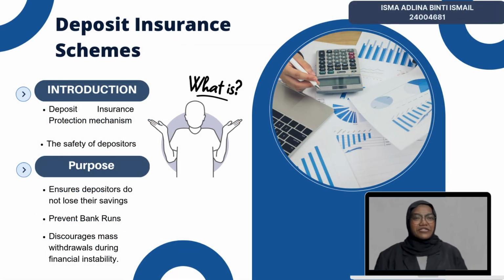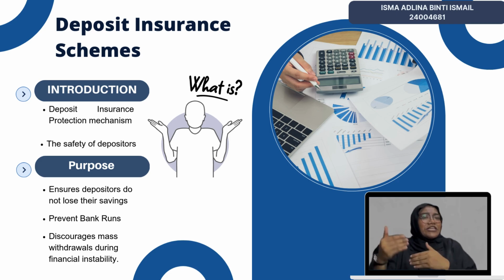Okay, let's start with the first question, which is to evaluate the effectiveness of deposit insurance schemes in preventing bank runs and what the potential drawbacks are. So let's begin with the basics. What is deposit insurance? Deposit insurance is a system set by the government or an independent agency to protect people's money in a bank. So if a bank fails, deposit insurance guarantees that depositors will get back their money up to a certain limit. This gives people peace of mind, especially during uncertain times.